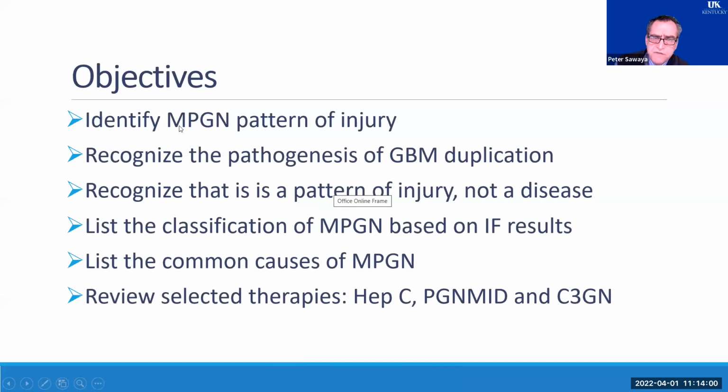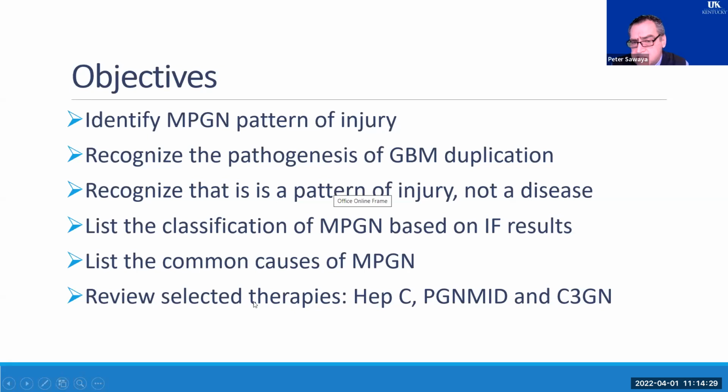My objectives: identify the MPGN pattern of injury, the one that I like to have on my wall like a nice picture. Recognize the pathogenesis of GBM duplication. Recognize that it is a pattern of injury, not a disease. List the classification of MPGN based now on immunofluorescence, not electron microscopy, and list the common causes of MPGN.